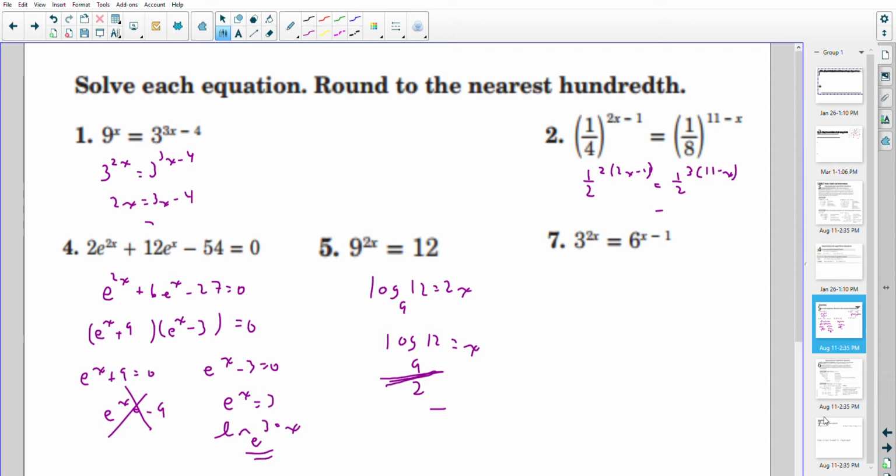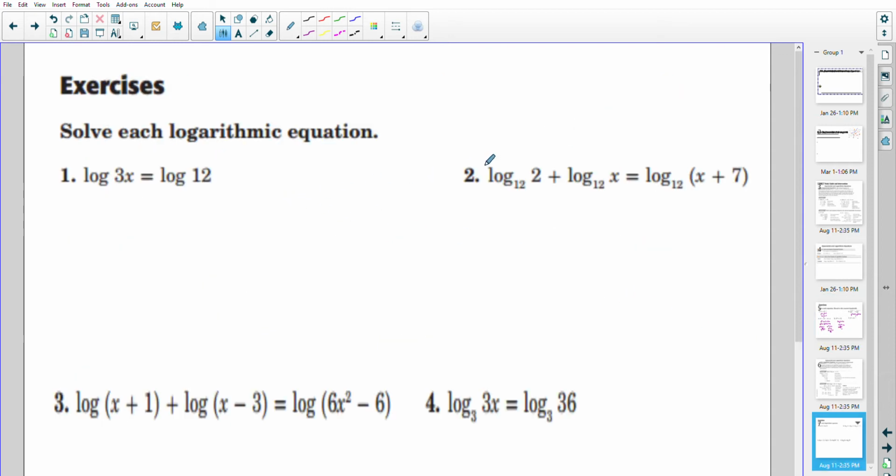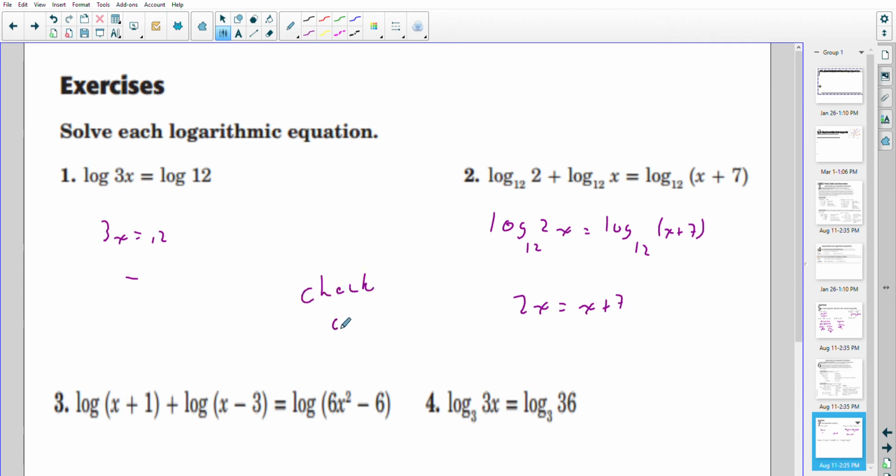Similarly for number 7. Other types of problems, this is just equating. Notice that you have a log, they're the same base, so this is just going to be 3x equals 12 and solve for that. On this one, what you would do is combine the left side, so it would be 2x using the product rule, and therefore you can equate the numbers of the logs. So this would just be 2x equals x plus 7, solve. And you want to make sure you check answers in the original.